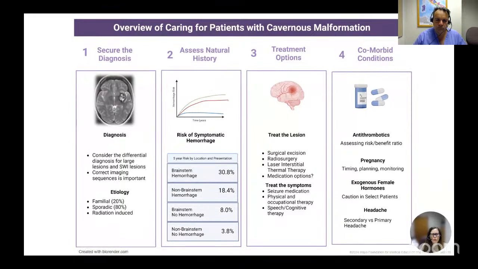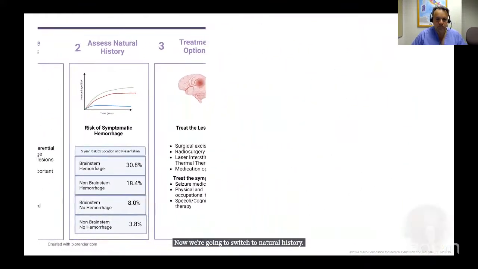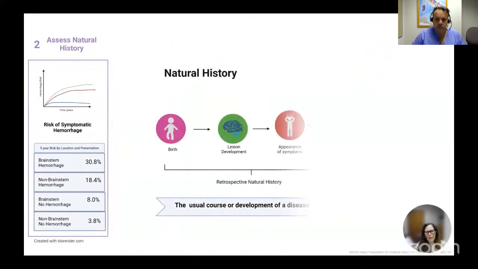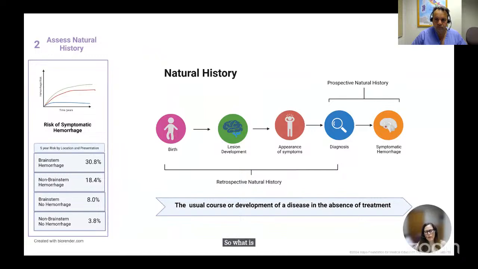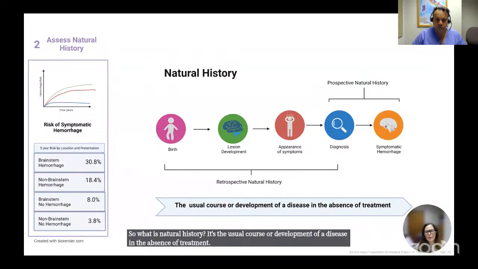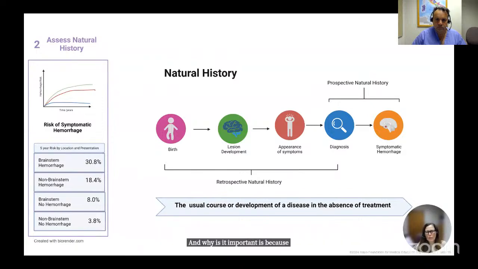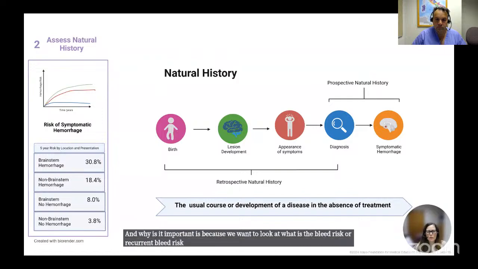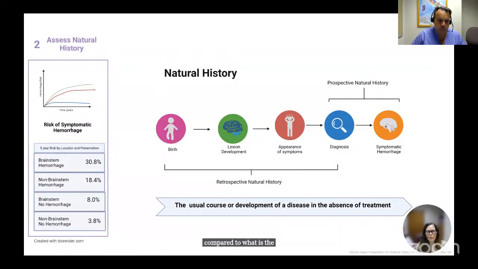Now we're going to switch to natural history. So what is natural history? It's the usual course or development of a disease in the absence of treatment. And why is it important? Because we want to look at what is the bleed risk or recurrent bleed risk compared to what is the risk of a surgical or medical intervention.